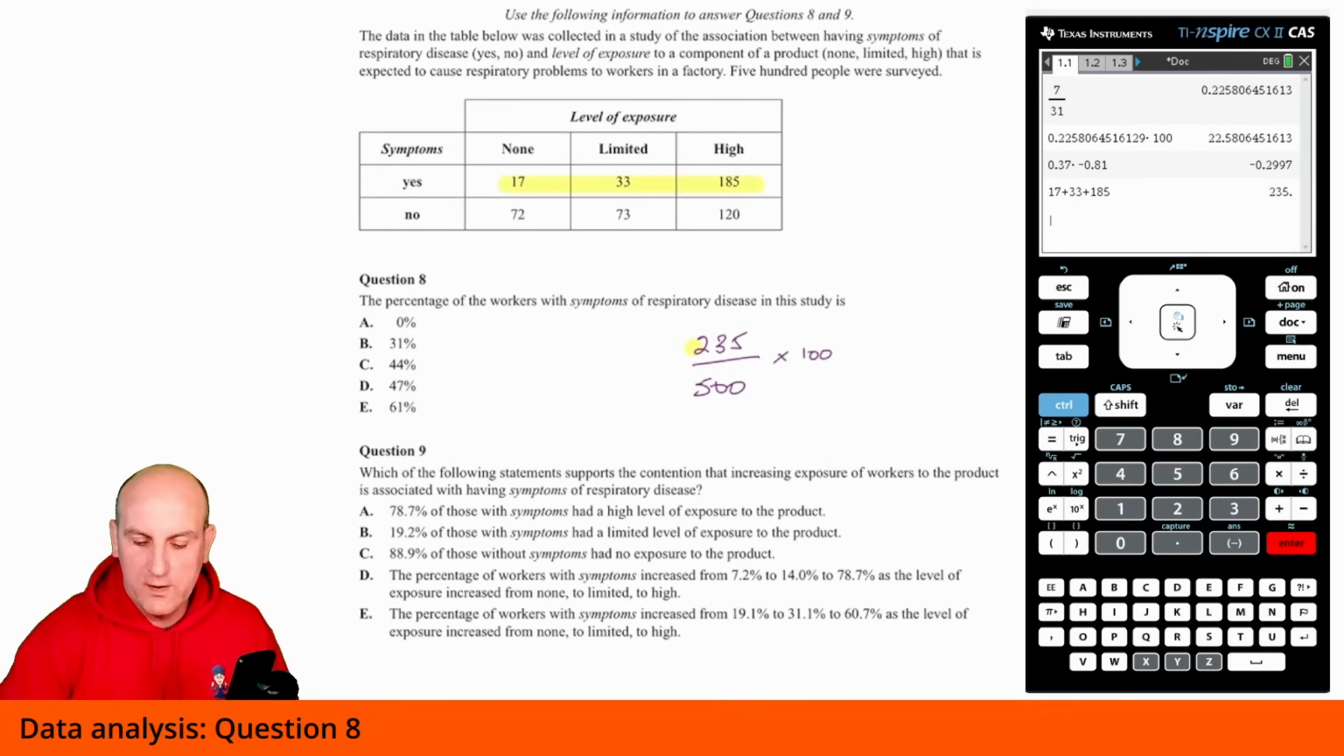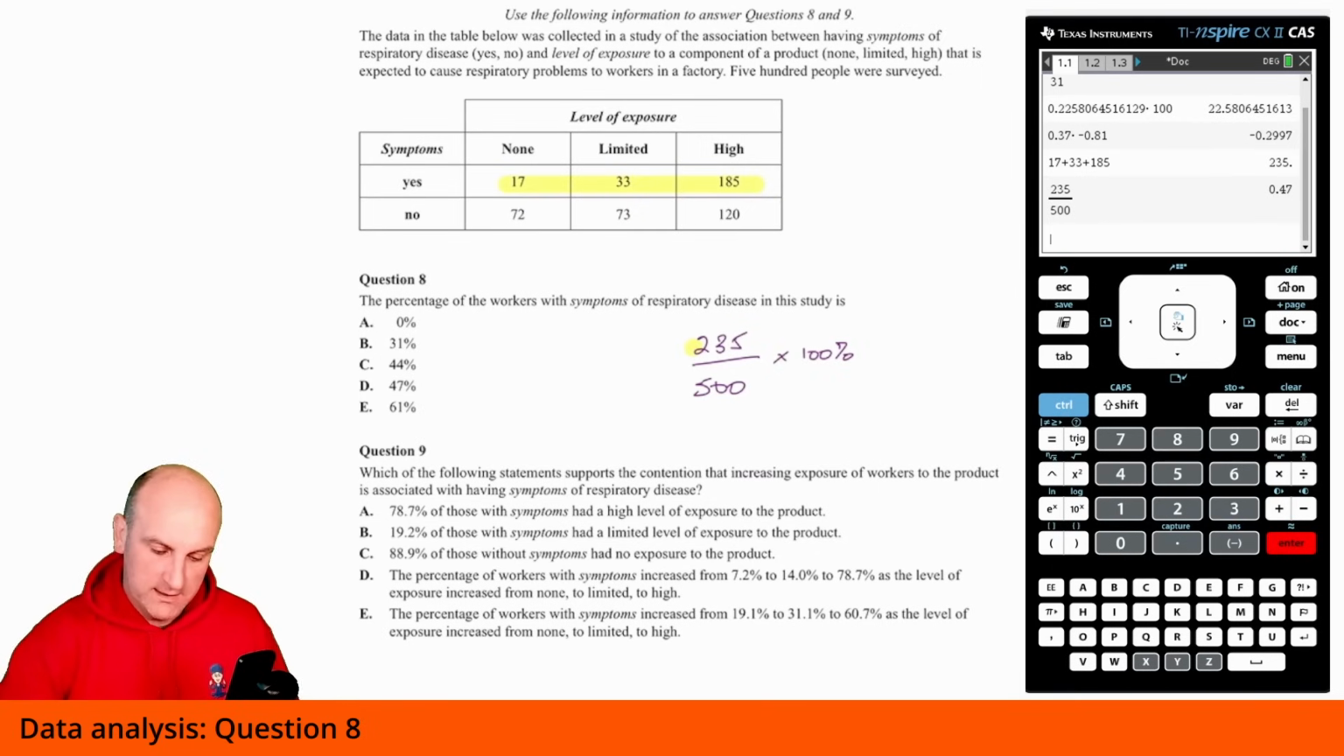I'm going to times that by 100 to turn it into a percentage. So 235 divided by 500 and times that by 100 is going to give me 47%. Right, so D, 47%, I think is the correct answer.